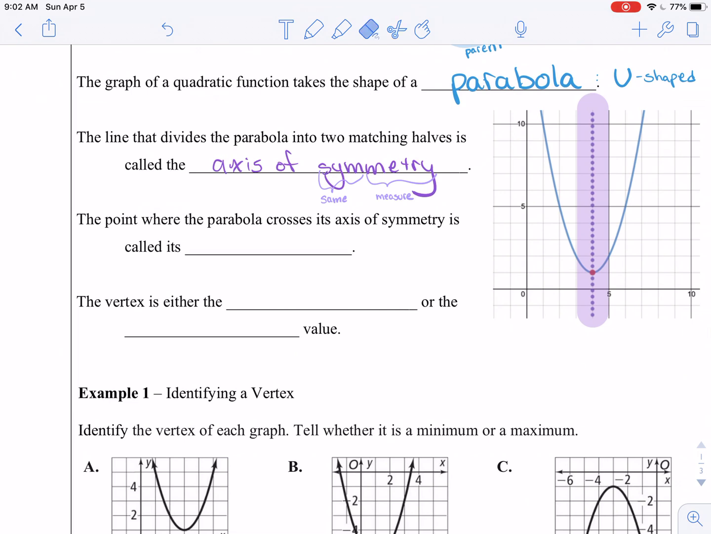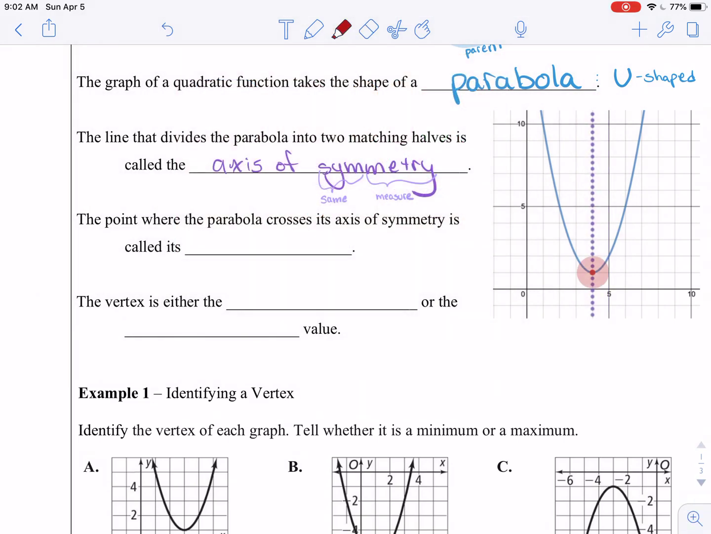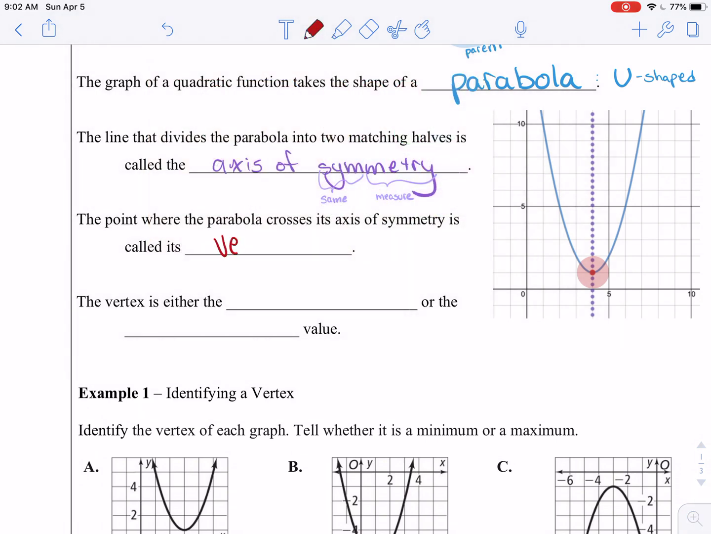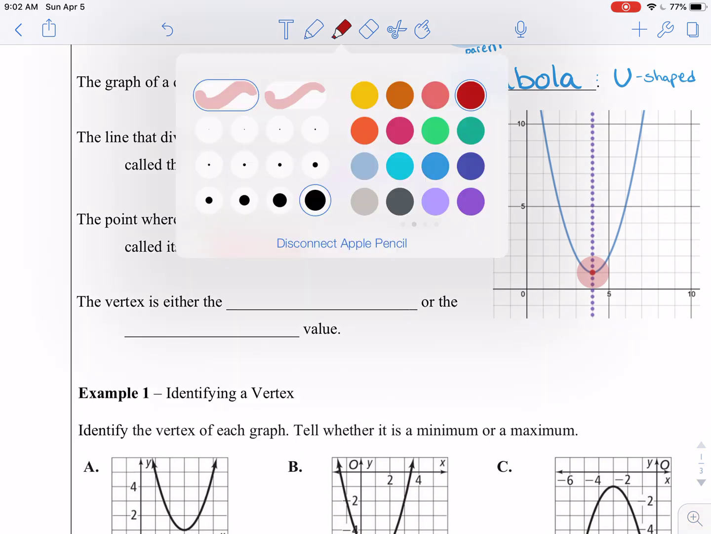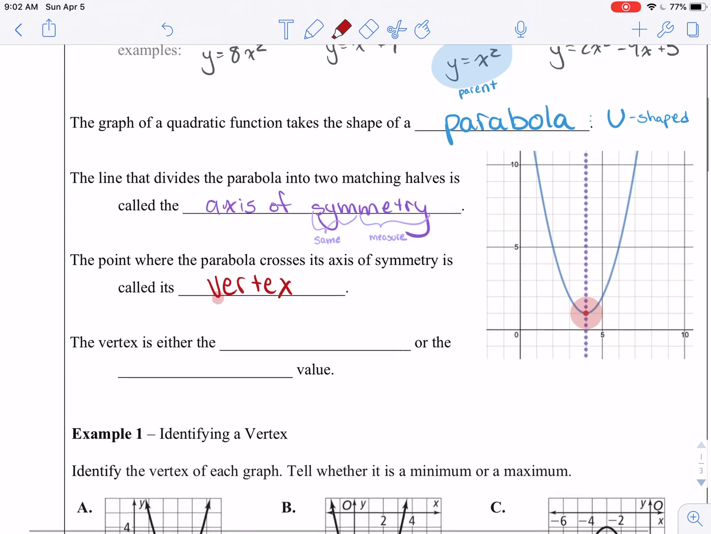So the point where the parabola crosses its axis of symmetry is going to be this point right here. We call that point the vertex. I like to remember vertex is the point, like at the bottom in this case, just like a V has a little point right there. The vertex is that point.